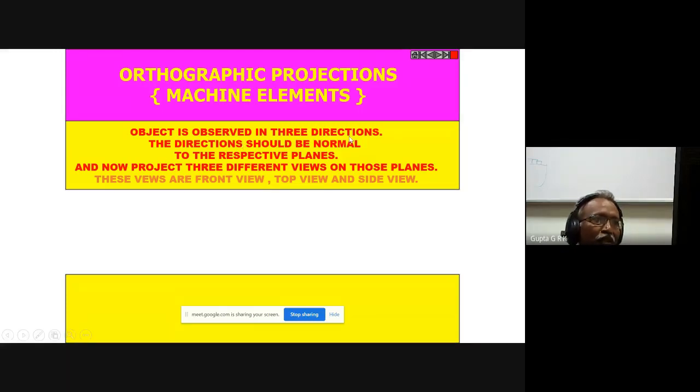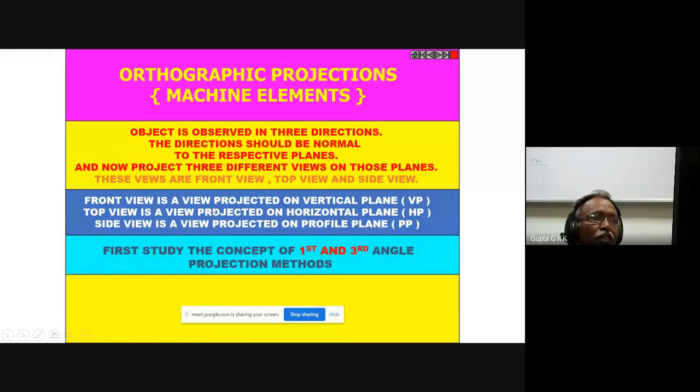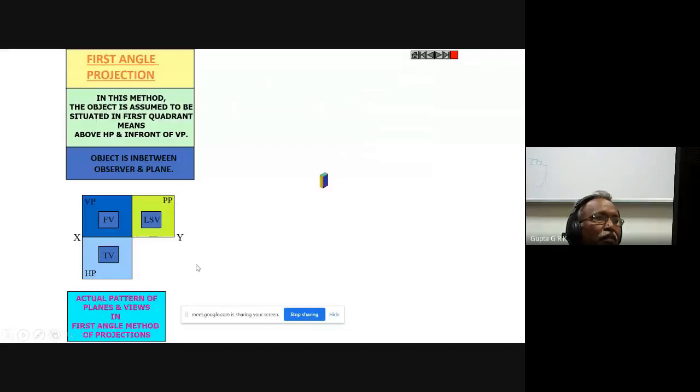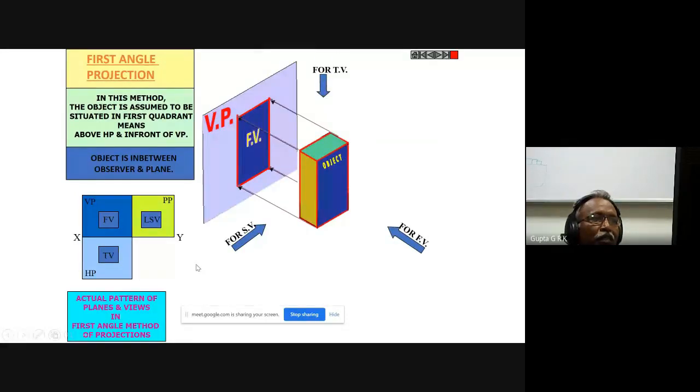The object is observed in 3 directions. The directions should be normal to the respective planes. And now project 3 different views on those planes. These views are front view, top view, and side view. Front view is a view projected on the vertical plane, top view is a view projected on the horizontal plane, and side view is a view projected on the profile plane. First, study the concept of first angle and third angle projection methods. Okay, the same thing is repeated here.